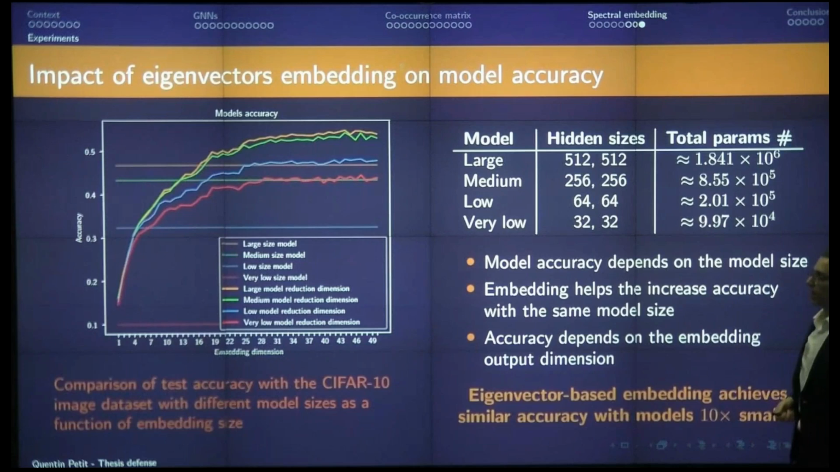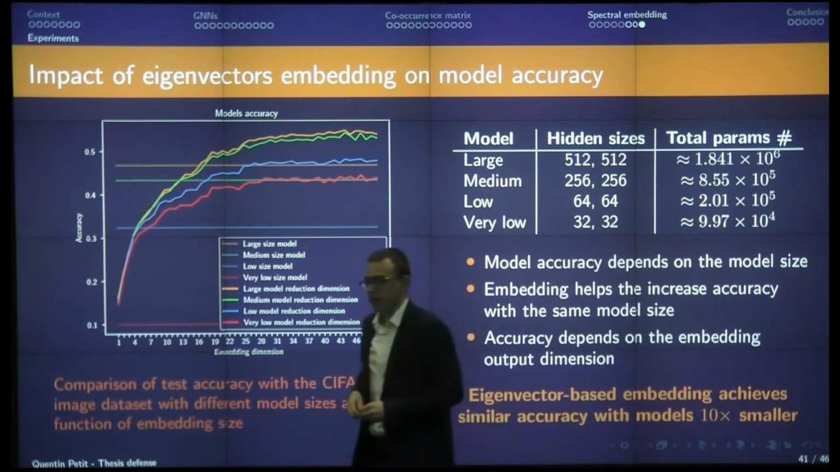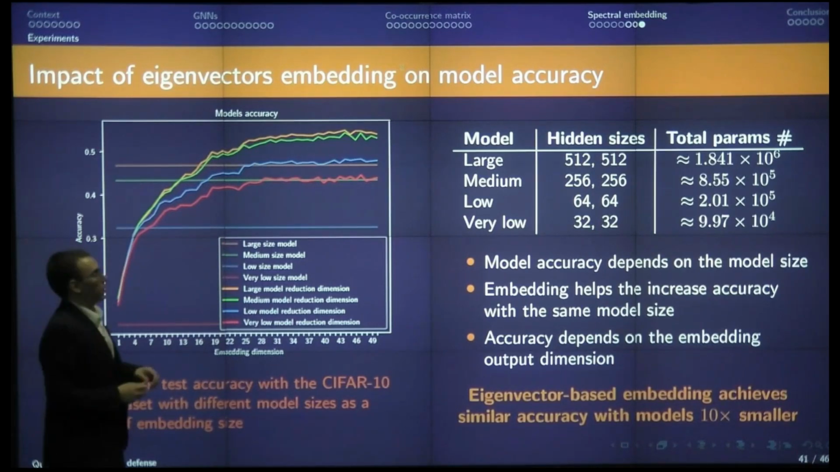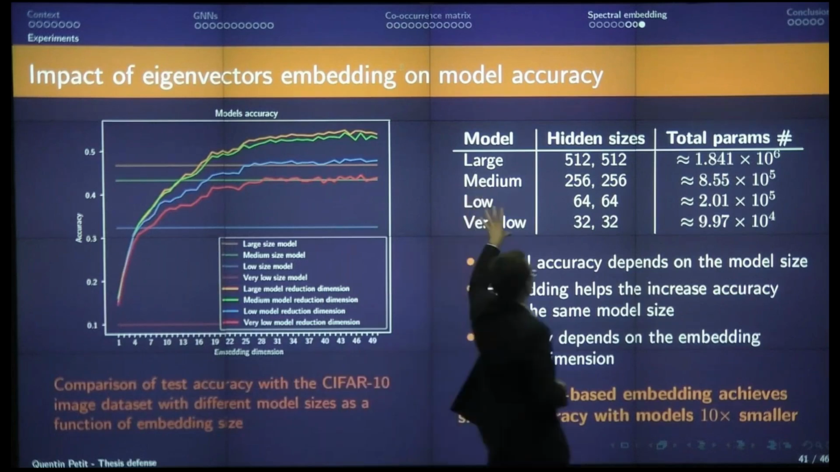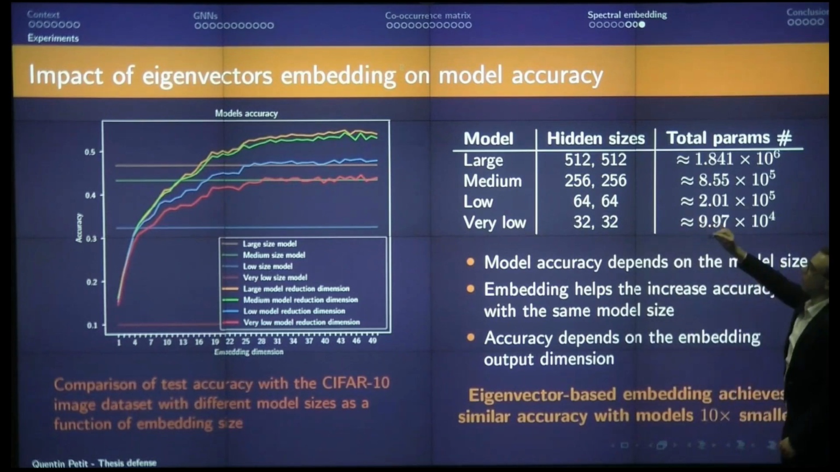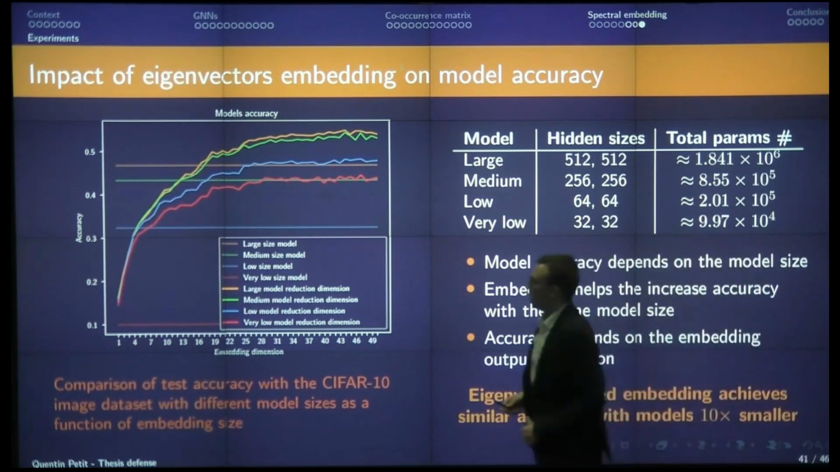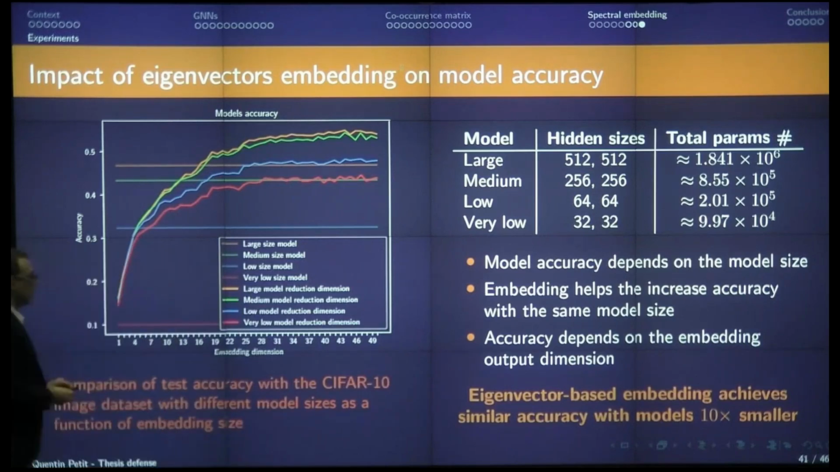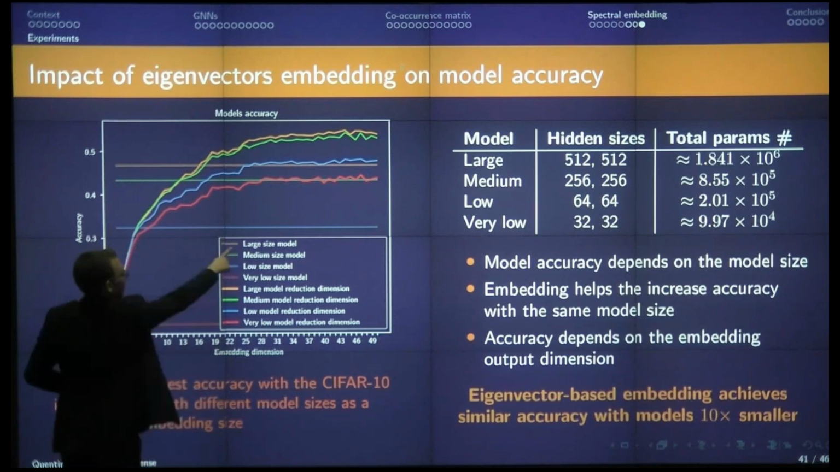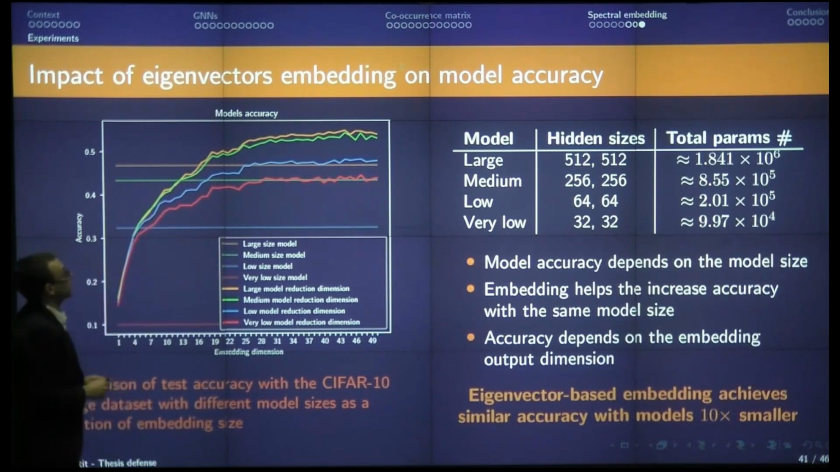Okay, so now we will see the impact on accuracy of the model when we use an embedding based on a dominant eigenvector. To be able to compare the different approaches, I built different models here with different sizes. The idea is that the large model has more parameters than the other ones, and we define different model sizes. We will compare in this figure the accuracy without any embedding. It's the line here, with orange the large one, the green the medium one, etc.